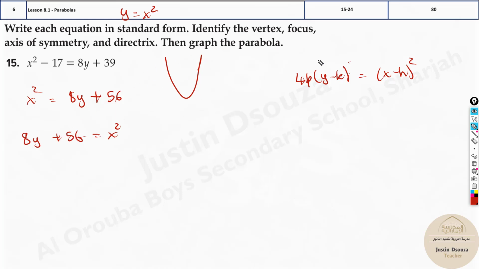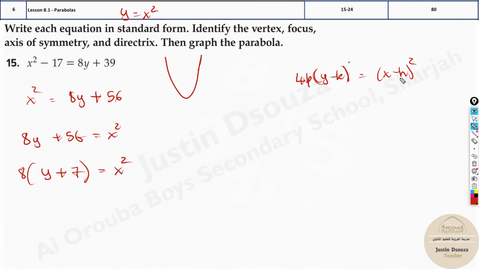Now here, the formula clearly states y has a coefficient of 1. You can't have anything else. So let's remove that 8 outside. Just take 8 out; whatever the number is must be removed. Now what happens? 56 also must be divided by 8 because that will be grouped with y. 56 divided by 8 is 7. So 8 times (y plus 7) is equal to x squared.